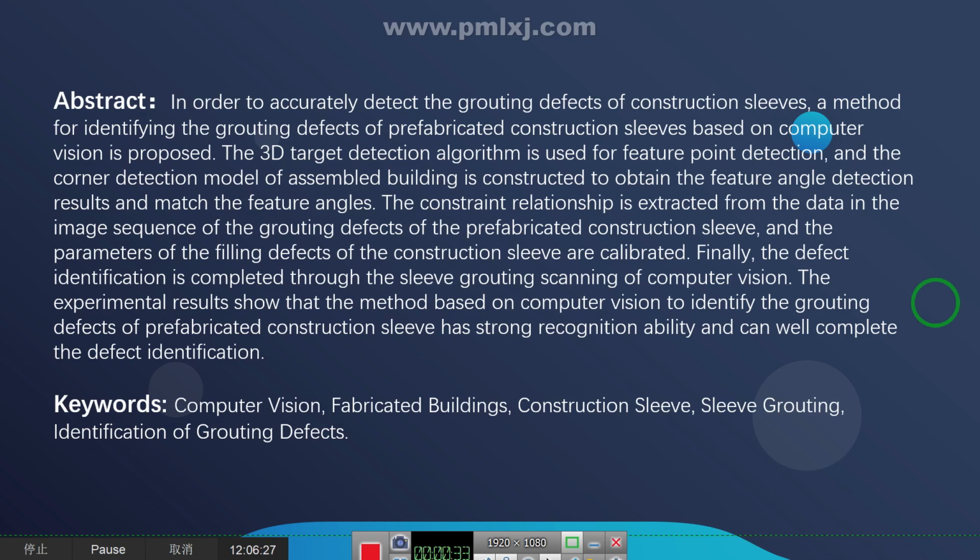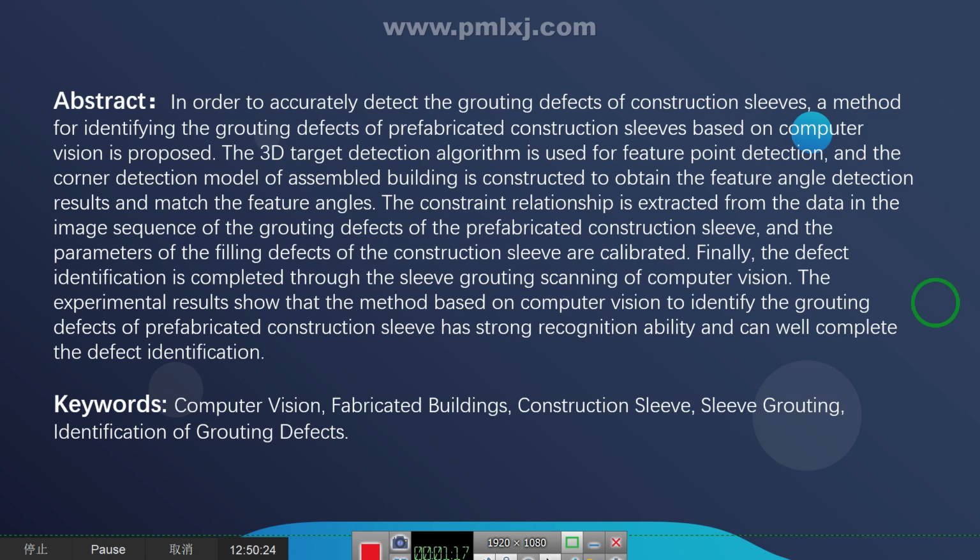Abstract. In order to accurately detect the grouting defects of construction sleeves, a method for identifying the grouting defects of prefabricated construction sleeves based on computer vision is proposed. The 3D target detection algorithm is used for feature point detection, and the corner detection model of assembled building is constructed to obtain the feature angle detection results and match the feature angles.